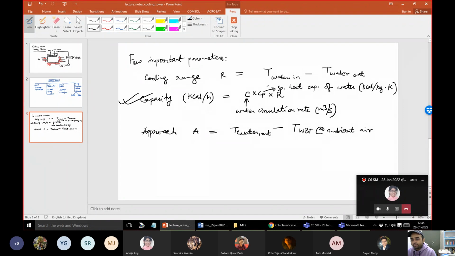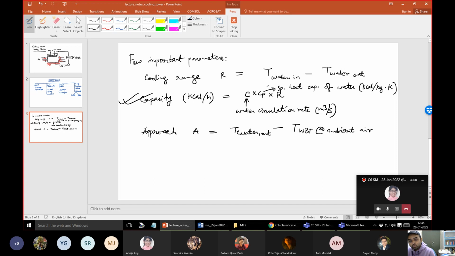But again, I said the other way around. The lower is the approach, the better is your design, right? But essentially, some difference has to exist. Otherwise, the rate of heat transfer would be too slow. The rate of heat transfer also depends on the temperature difference between the water temperature and the wet bulb temperature of the air. So if the difference is very low, then the thermal gradient would be too low, so heat transfer would not be fast. So there has to be a difference, right?